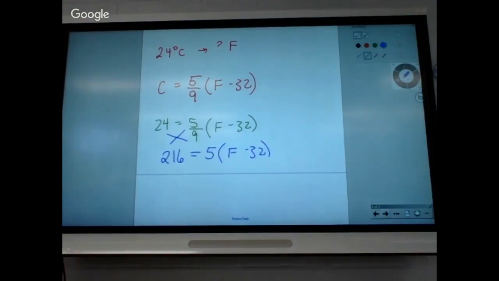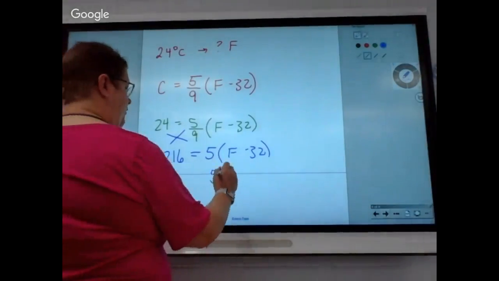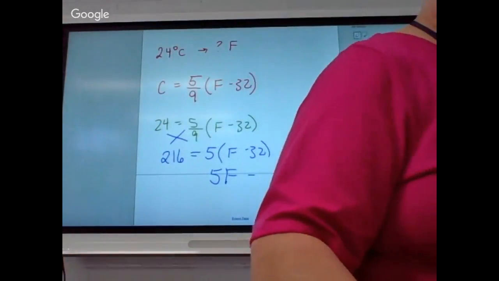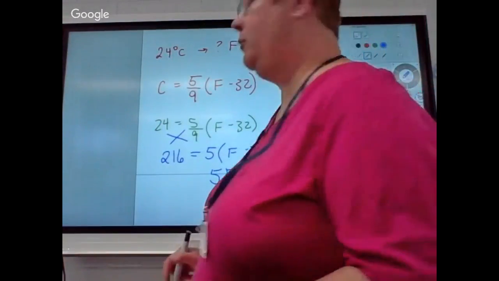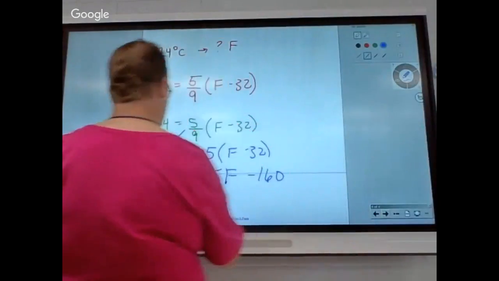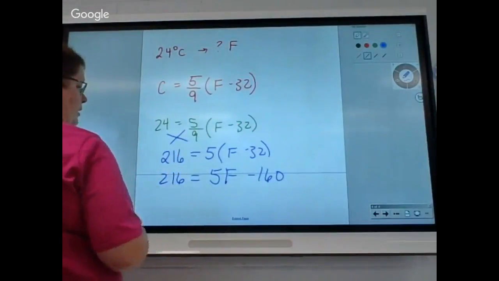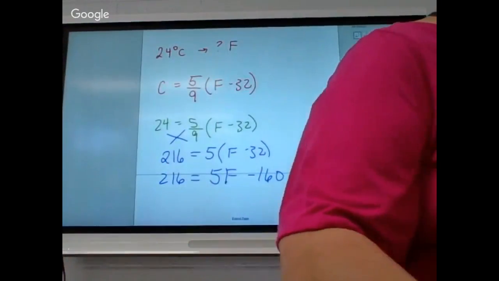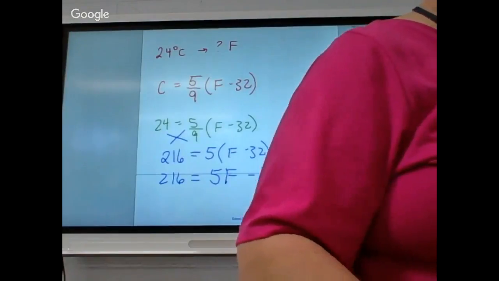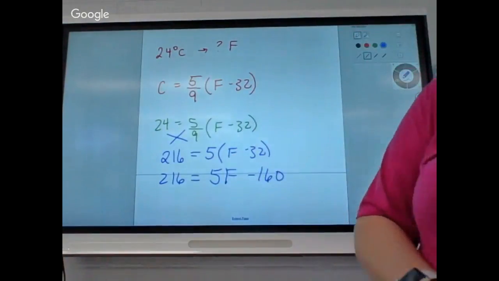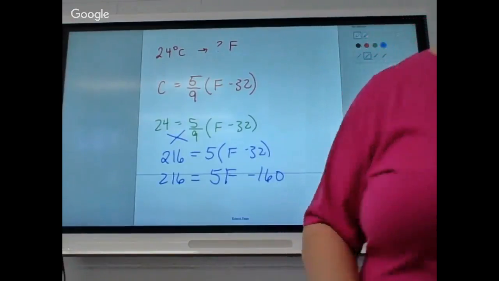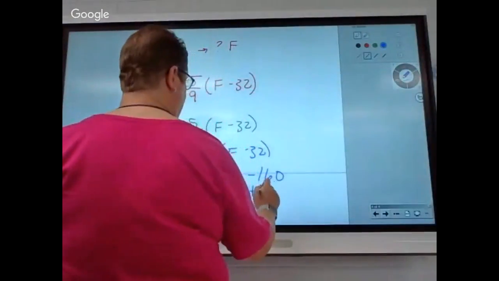Alex, when you saw it, what'd you do? Then distribute, okay? Alex saw it as 5F minus, I think that's 160. Yeah, 160. Okay, so add 160 to both sides. I really need to take this thing out of scientific mode so I don't have to keep changing these things in my head. 216 plus 160. So add 160 to both sides.